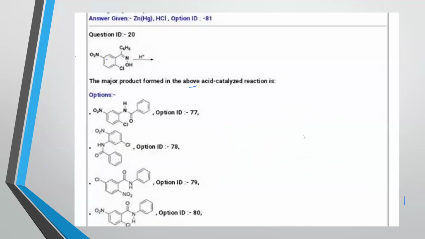So this is the first question. First of all, tell me which reaction this one is. Which reaction is this one? Beckmann. Very good. And what will be the answer for this? What will be the answer?